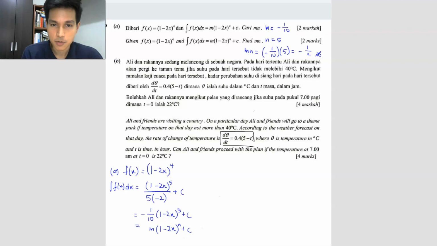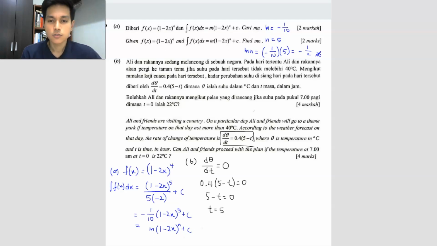When we want to find maximum, we can always assume that dθ/dt equals 0, right? We learned before, if you watch the tutorial videos that I posted, to find a maximum or minimum point, we take the differentiated equation equal to 0. So dθ/dt equals 0. So in this case, it's going to be 0.4(5 - t) equals 0. So 5 - t equals 0, t equals 5. Okay, so that's what you want to find.